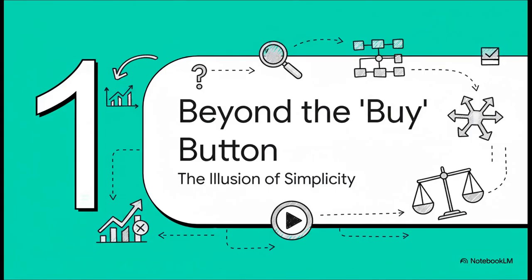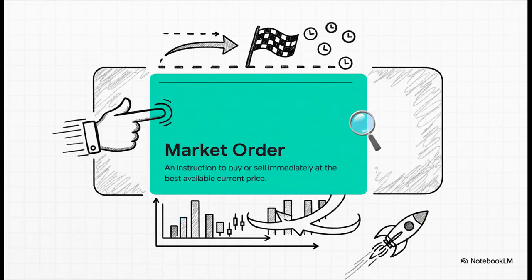All right, so our journey starts by pulling back the curtain on the most common, most basic order type out there, the one most platforms default to. And as you'll see, it has some pretty serious hidden trade-offs. This is the market order. Its one and only job is to get you into or out of a trade as fast as humanly possible. When you place a market order, you're basically yelling at the market, I don't care about the exact price, just get me in right now.